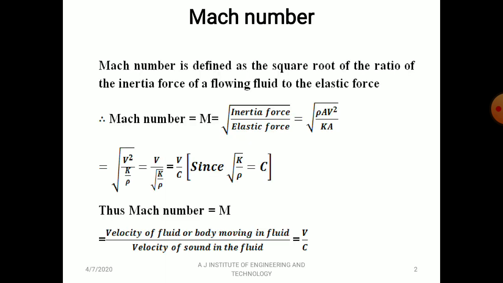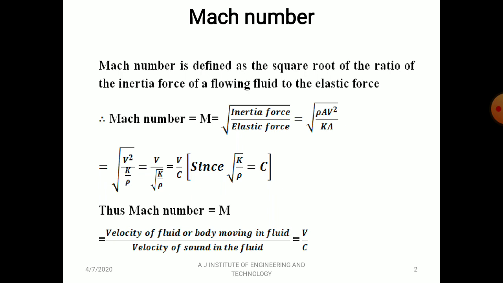Now let us first define what is Mach number. Mach number is represented by capital letter M. It is defined as the square root of the ratio of inertia force of the flowing fluid to the elastic force. Inertia force is due to the mass of the flowing fluid. Therefore, Mach number M is equal to the square root of inertia force to elastic force.